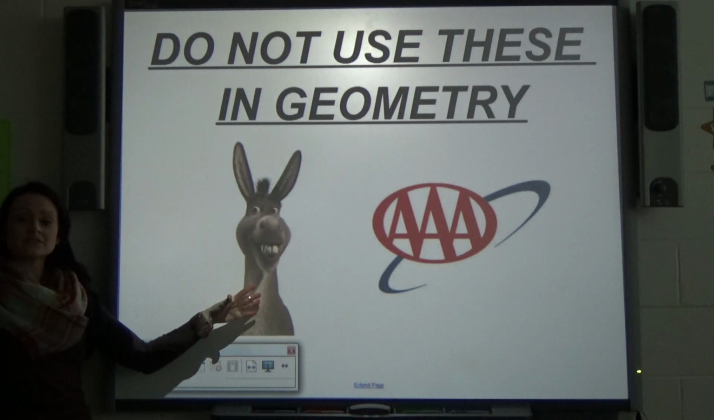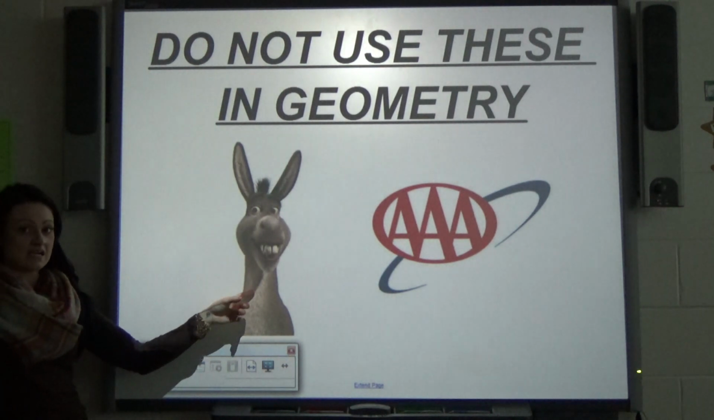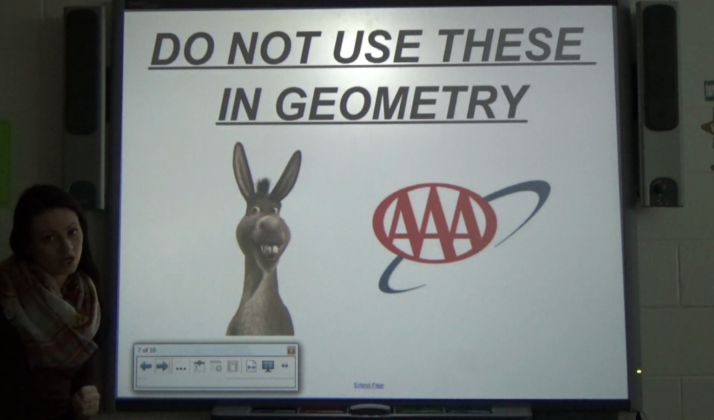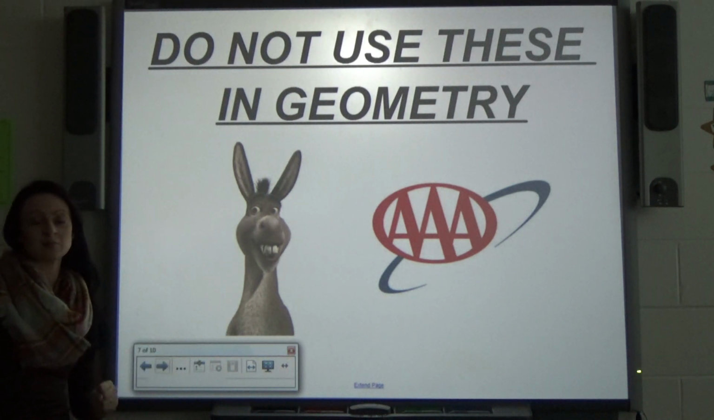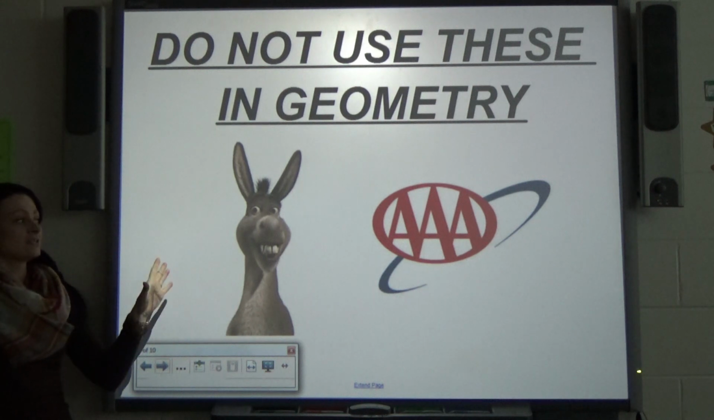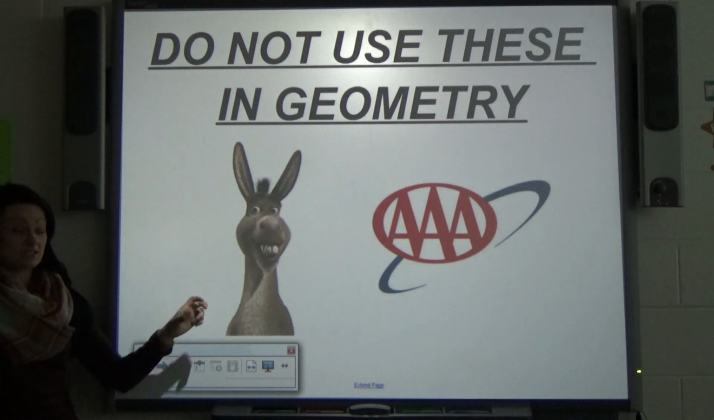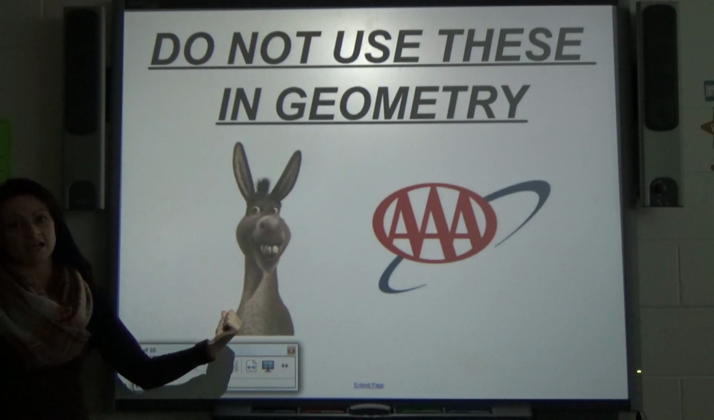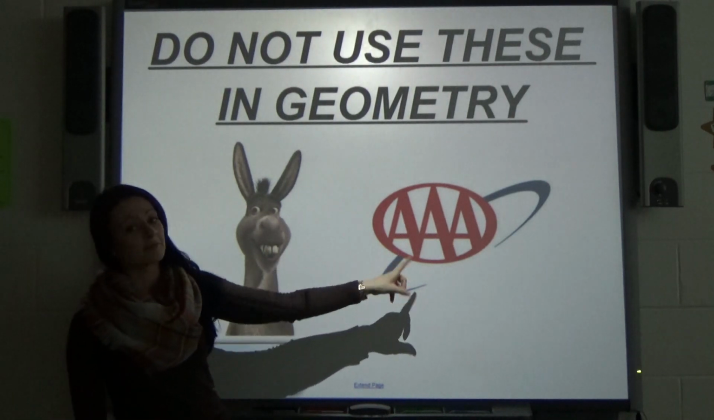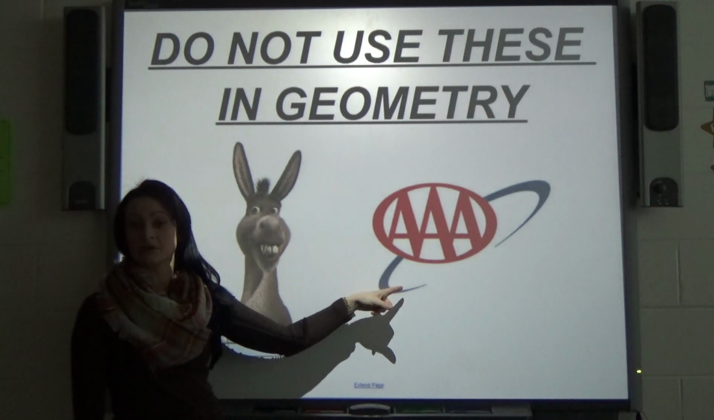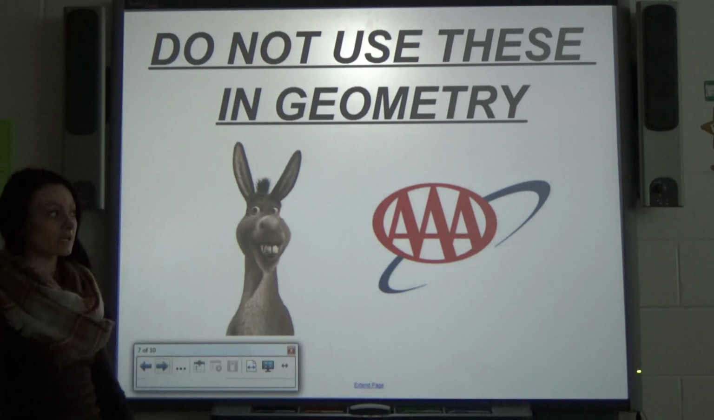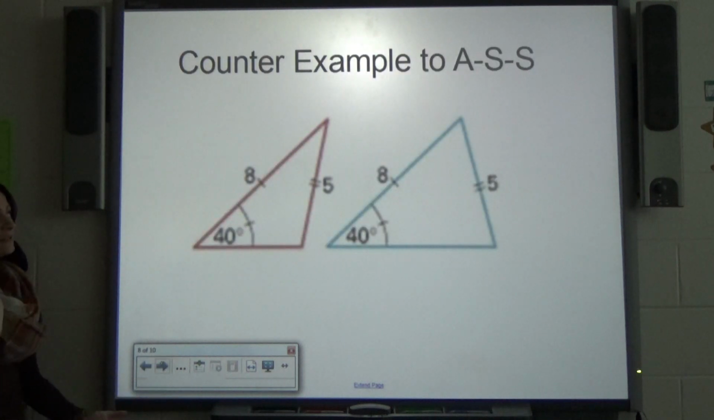I'm also not allowed to use angle, side, side. Angle, side, side does not work. And I'm going to show you an example of why it doesn't work. So keep these two in mind. You're not allowed to say bad words in my class, so you can't say angle, side, side. And you're not allowed to call for help. There's no broken down cars in this room. So don't try to use these two. They do not work. And here's an example as to why.